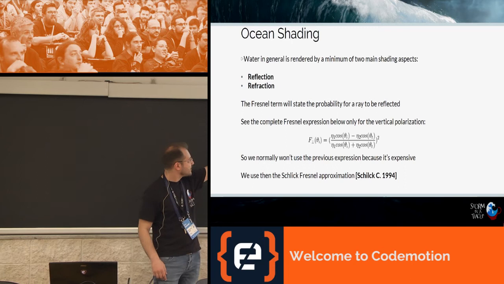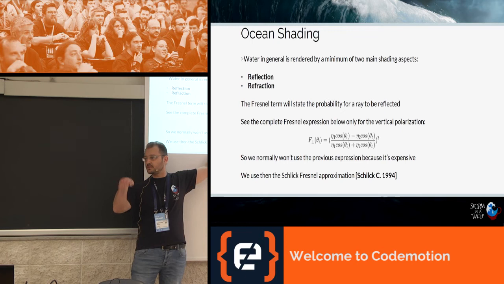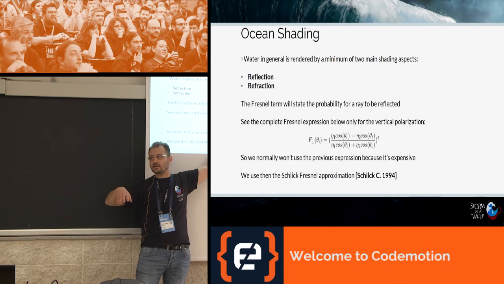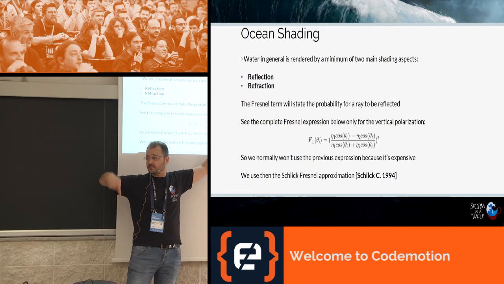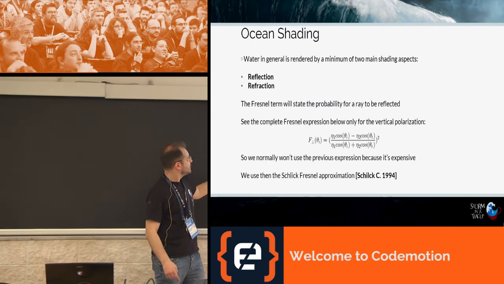And eta 1 and eta 2 are the indices of refraction of the two media. In our case, air and water, with indices of refraction of 1 and 1.33. And the cosine of the incoming angle, theta 1, and the cosine of theta t, the transmission angle, so of the ray that goes into the medium. Okay? So we normally won't use the previous expression because it's expensive.